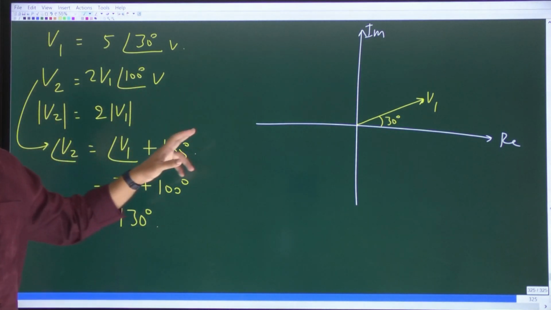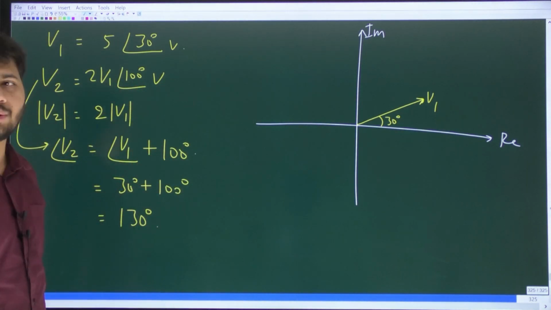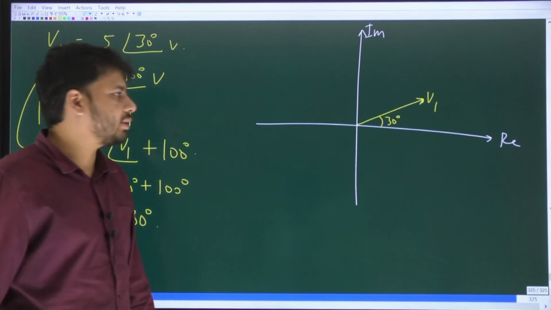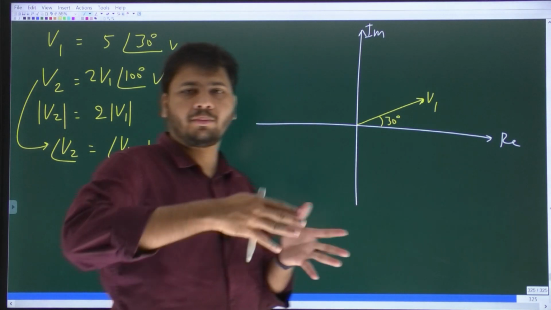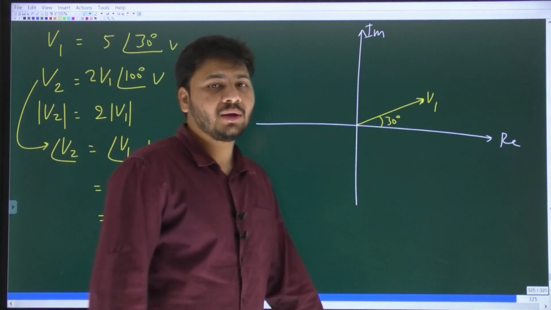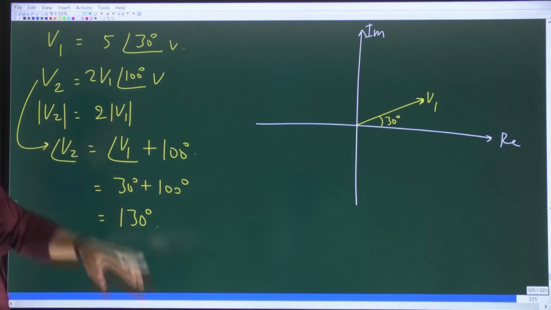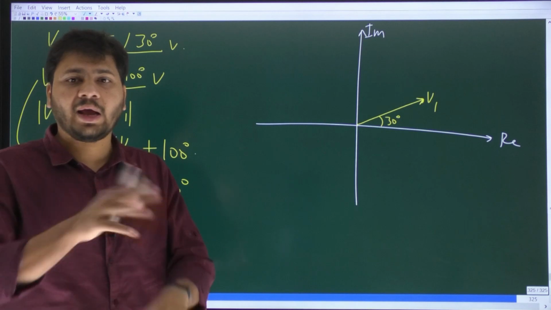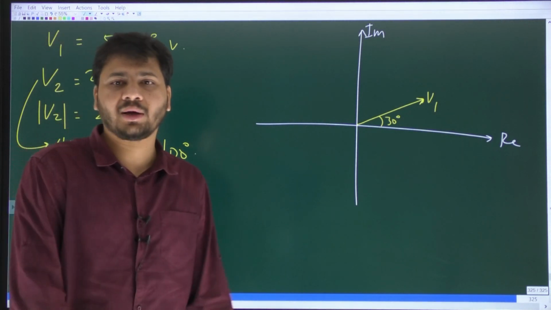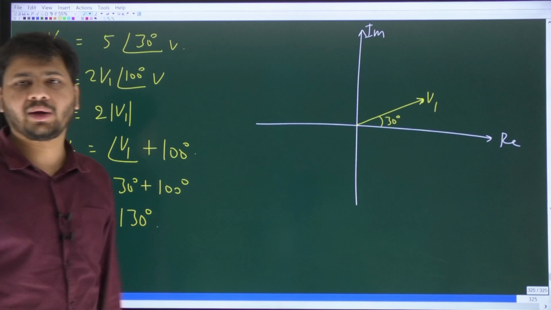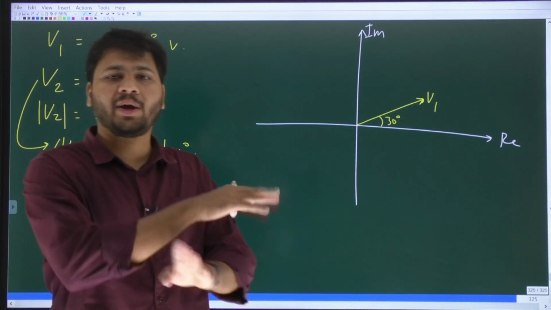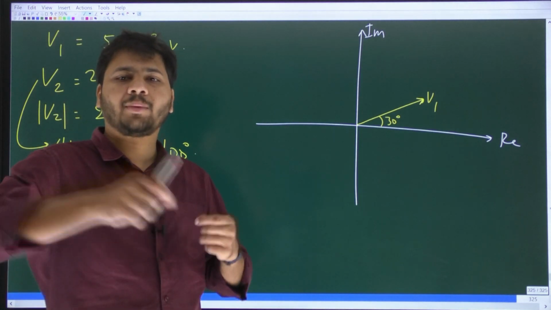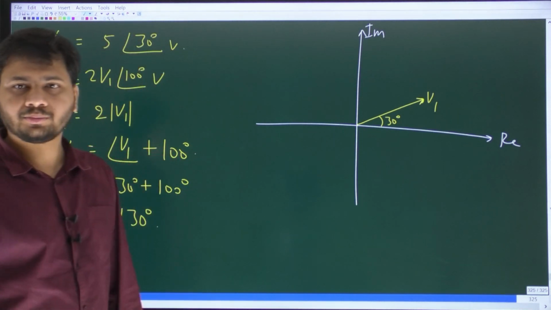Anyway, we already have V1, right? V2 is 2V1 at an angle 100 degrees. So what you should do is, first of all, V2 is 2 times longer than V1. That means V1 will become twice its length. And V2 is 2V1 angle 100 degrees. So V1 should be rotated further by an angle of 100 degrees in clockwise or anti-clockwise? Look at the angle, it is plus 100 degrees. So V1 should be rotated by 100 degrees in the anti-clockwise direction. Then you double the length of V1, you will get V2. Is that clear or not?